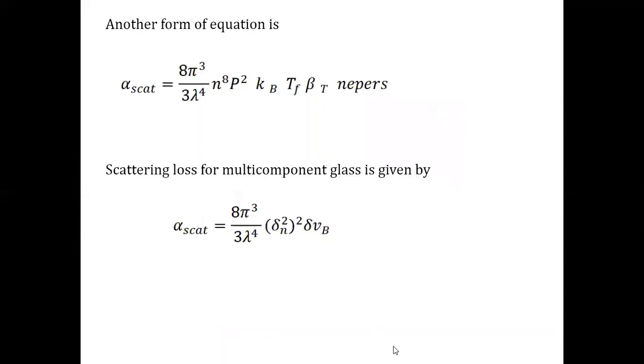Next, we can represent the scattering attenuation in the form of another equation. That is alpha scattering is equal to 8 pi cubed divided by 3 lambda power 4, times n power 8, p squared, kB Tf betaT. The unit is Nepers.